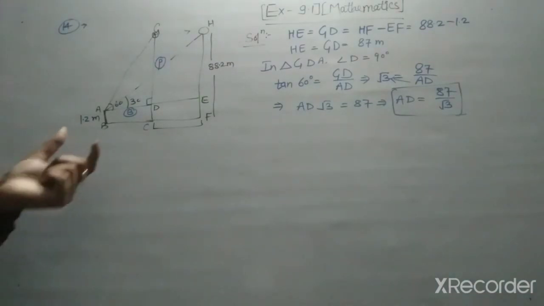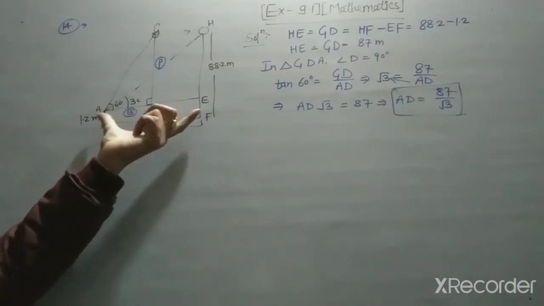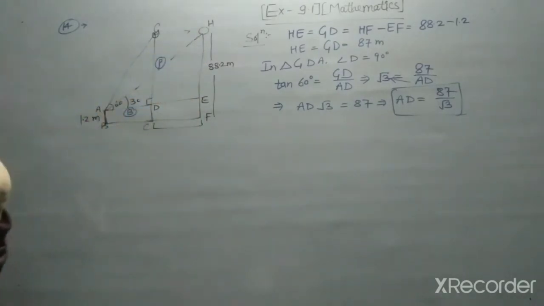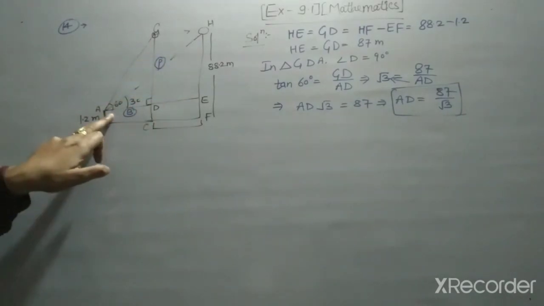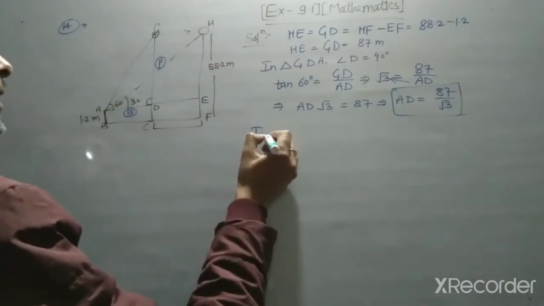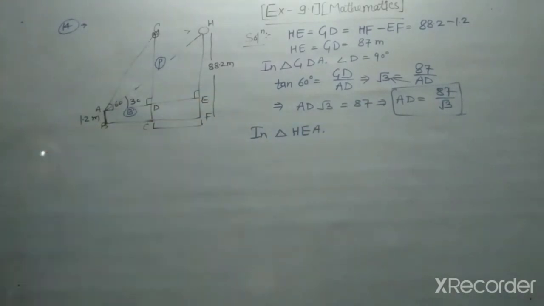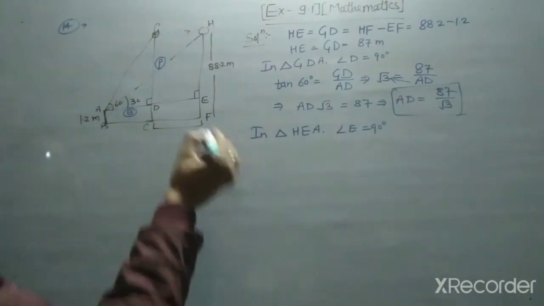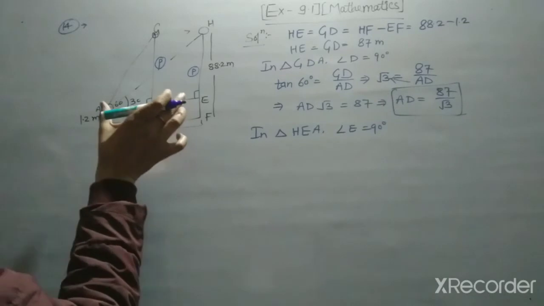Clear? So first of all you have to find the value of AD. Then you have to find the value of AE in the triangle HEA. Okay, we have to repeat again. In the triangle HEA, we have to find the value of AE. Clear? So you have to use triangle HEA. Angle E is equal to 90. And you very well know this is the perpendicular, and this whole value is the base. We have to treat this as a base.